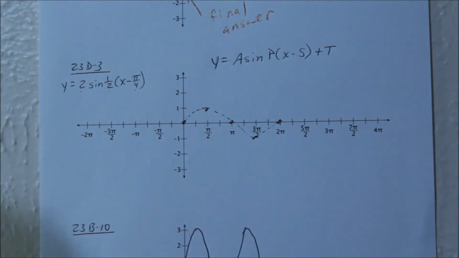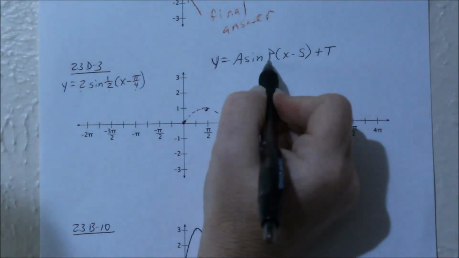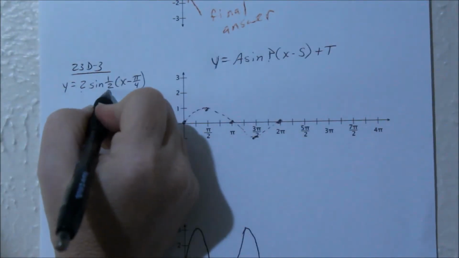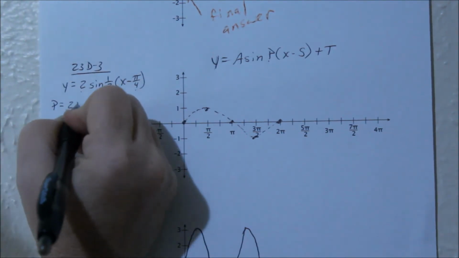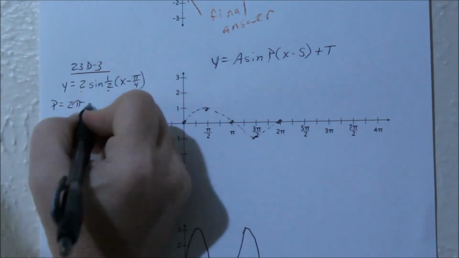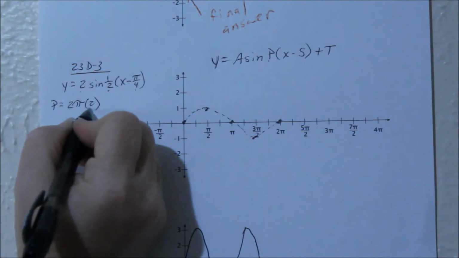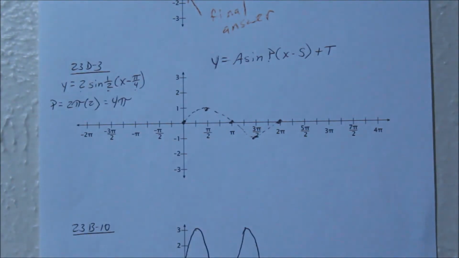Look at your list. The very first thing you always do is a period change. Okay, this number after your sine, before your x is your period change. This is our period change right there. Okay, period equals 2 pi times the reciprocal of this. What's the reciprocal of 1/2? 2. So 2 pi times 2 equals 4 pi. My new period is 4 pi.